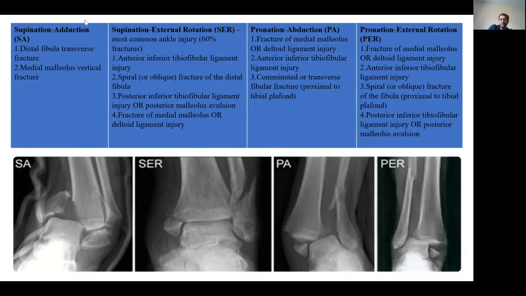The third type is pronation abduction injury, where there is a fracture of the medial malleolus or deltoid ligament injury. There is an anterior inferior tibiofibular ligament injury. There is a comminuted or transverse fibular fracture proximal to the tibial plafond. The fourth type is pronation external rotation, where there is a fracture of the medial malleolus or deltoid ligament injury, there is an anterior inferior tibiofibular ligament injury, and there is a spiral or oblique fracture of the fibula proximal to the tibial plafond, and there is also posterior inferior tibiofibular ligament injury or posterior malleolus avulsion fracture.